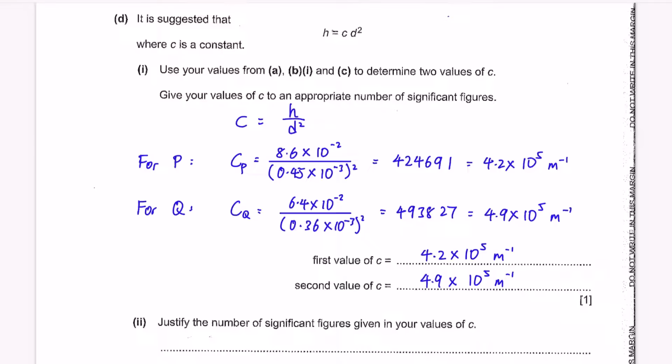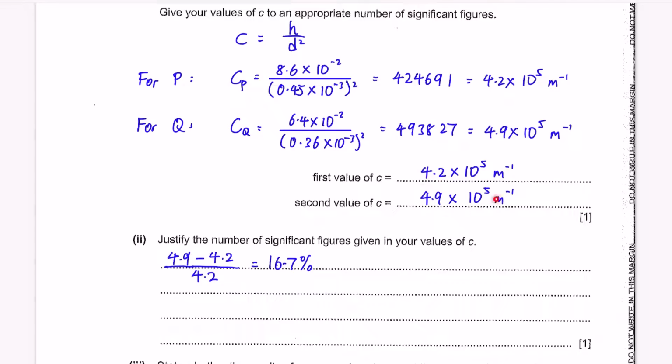exactly the same. So basically, we have to decide whether the difference is so big that we have to reject the suggested relationship, or are we going to conclude that the difference is small enough for us to accept this relationship. So how big is too big and how small is too small? Obviously, we shouldn't be looking at the absolute difference. We should be looking at the percentage difference. So calculate the difference in the 2 C values divided by the first value. We obtain a percentage of 16.7%.